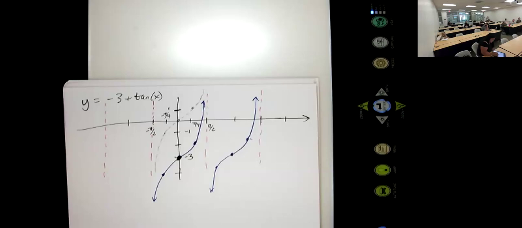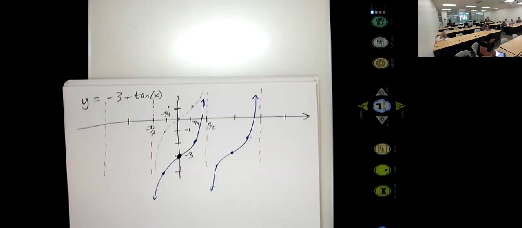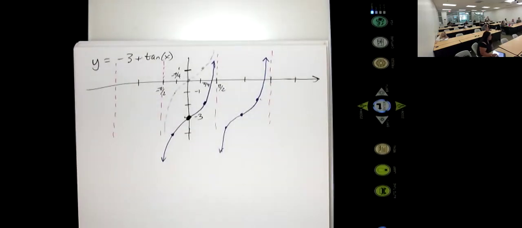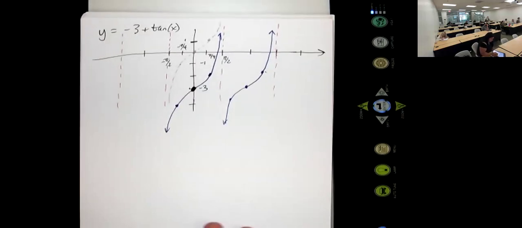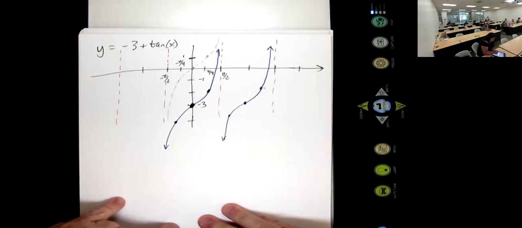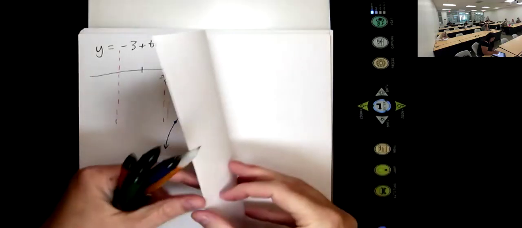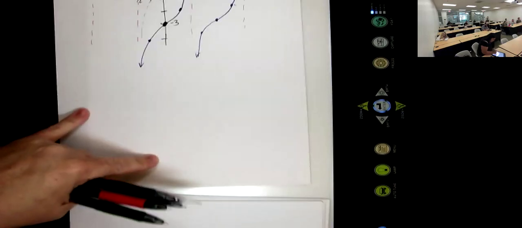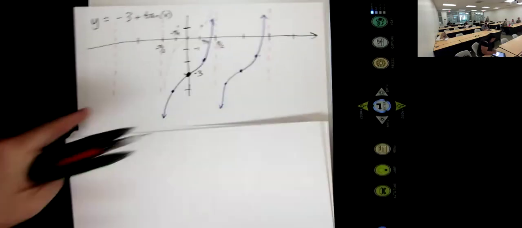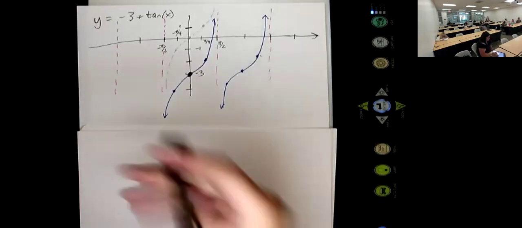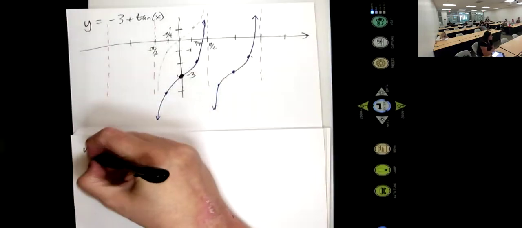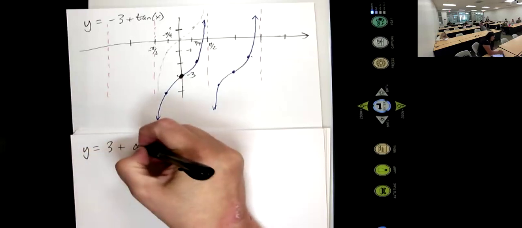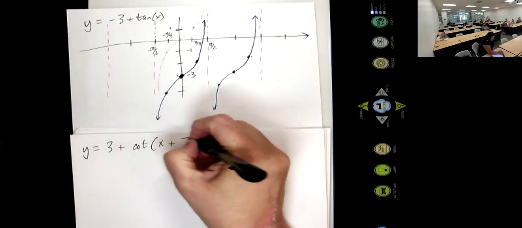Surprisingly, it's not that bad, it's just like sine and cosine, we're going to do variants of that. In fact, we built the sine and cosine graph to make cosecant. Let me do it on another page, and make sure we've got room. Just like we did without the phase shift, put it all together: 3 plus cotangent of x plus pi over 2.